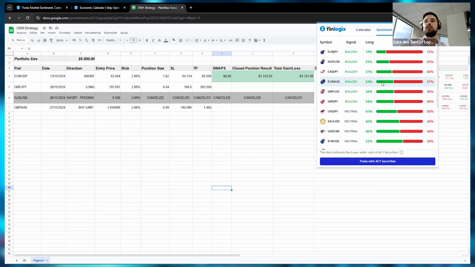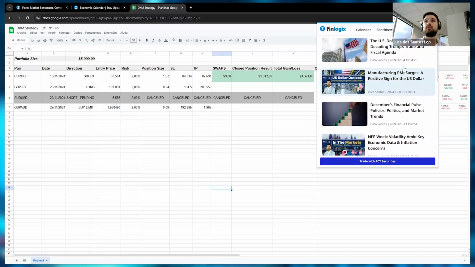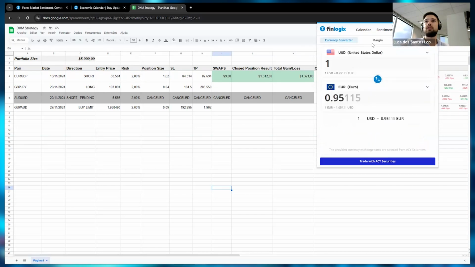It's not loading. There we go. So you have the sentiment here. You have the news as well, what's going on with us, and then the calculator. All right, margin, position size, and currency converter.